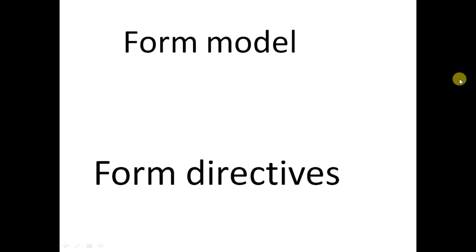FormGroup usually represents a part of the form and is a collection of form controls. FormGroup aggregates the values and the statuses of each form control in the group. If one of the controls in a group is invalid, the entire group becomes invalid. It is convenient for managing related fields on the form.